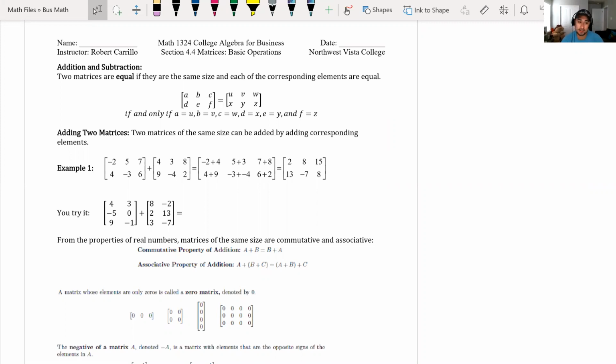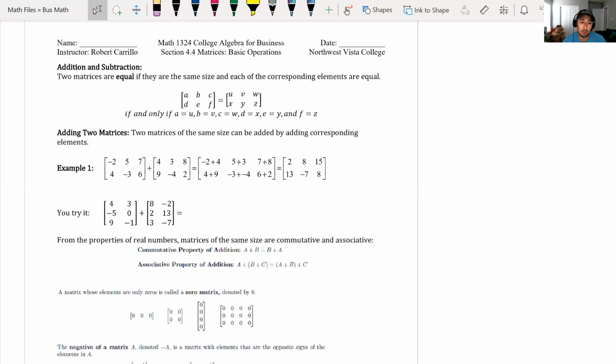Once you get into more advanced math, you'll realize that they use matrices to help solve problems. So yes, matrices are crazy. And we are only going to do the basic operations. All right, so we'll start with addition and subtraction.